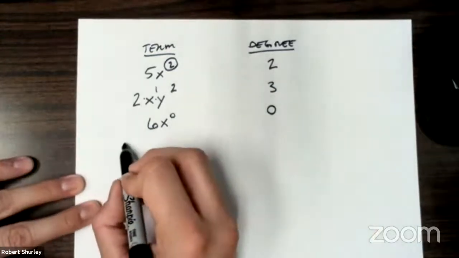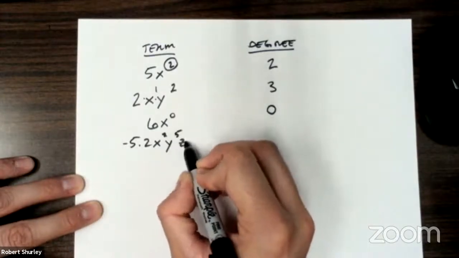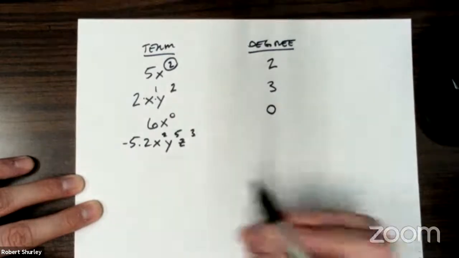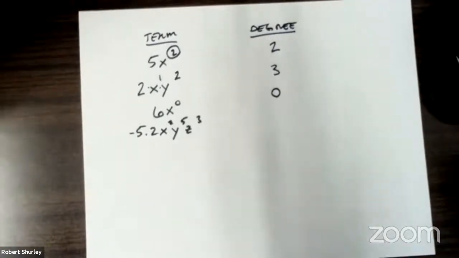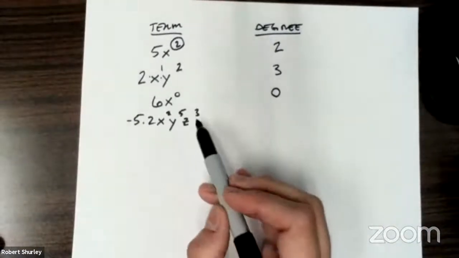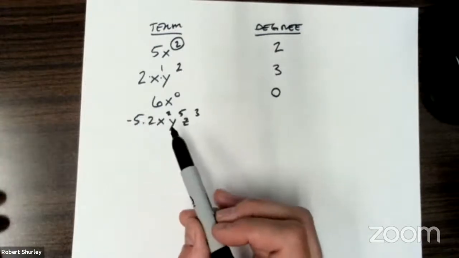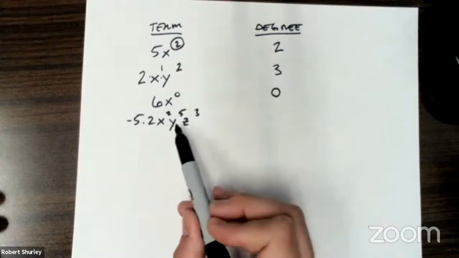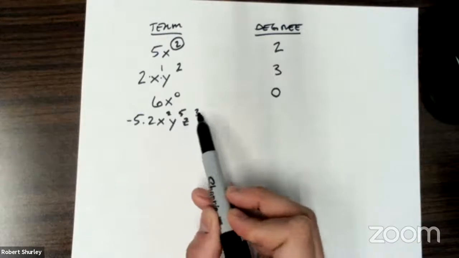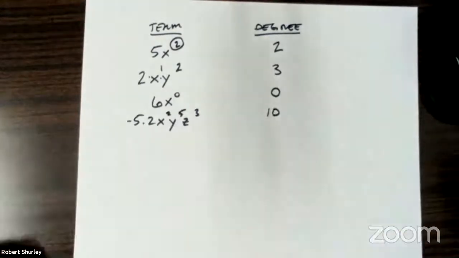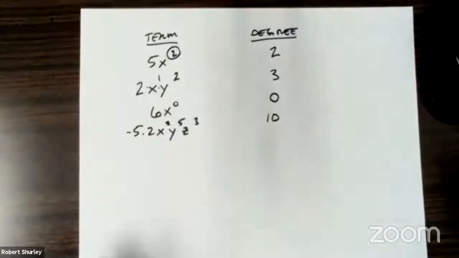Let's say we had like negative 5.2x squared y to the 5th z cubed, okay? So that's a squared. I know it's kind of hard to see, but it's a squared. It's okay that the coefficient's negative. That's not a big deal. But we've got 3 different variables going on, x, y, z. So we've got to add their exponents together. 2 plus 5 plus 3 winds up being 10, okay? So that's the degree of the term, okay?